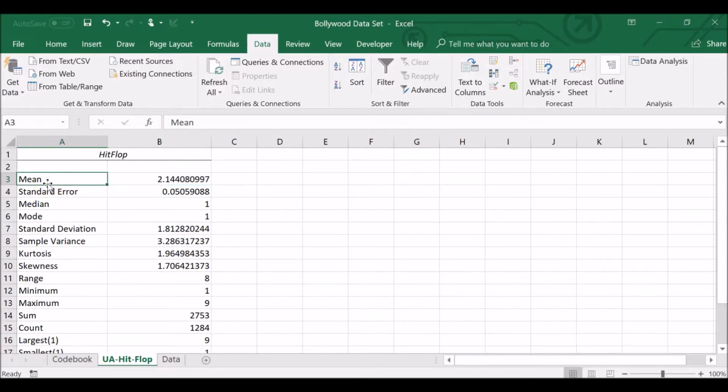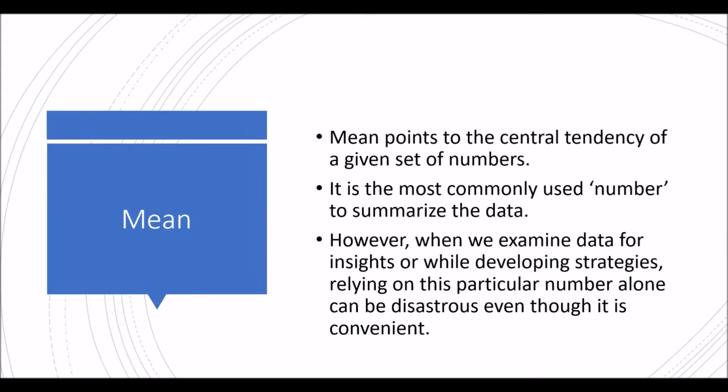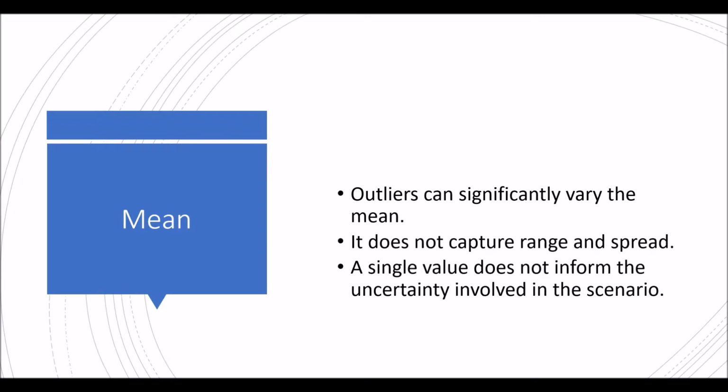So first is the arithmetic mean. So what does an arithmetic mean indicate? A mean points to the central tendency of a given set of numbers. It is the most commonly used number to summarize the data. However, when we examine data for insights or while we develop strategies, relying on this particular number alone can be disastrous, even though it is convenient.